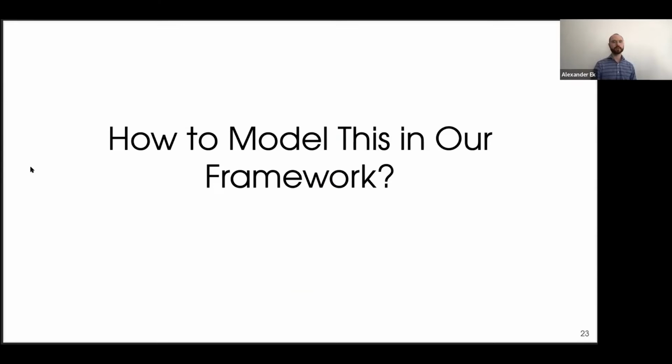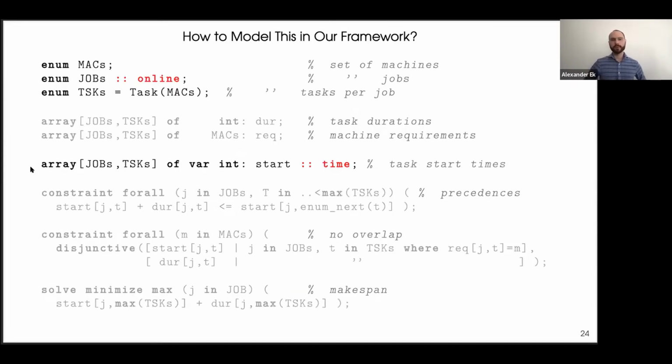Now, how do we model this in our framework? Remember this is the job shop MiniSync model that I showed you. I've grayed out a few things here that we actually don't need to touch in our framework. There are some things highlighted here in red. That's the new things that we need to add in. So this is the idea of high-level modeling. On the jobs enum, we add an online annotation. This basically means new jobs can get added at any time.